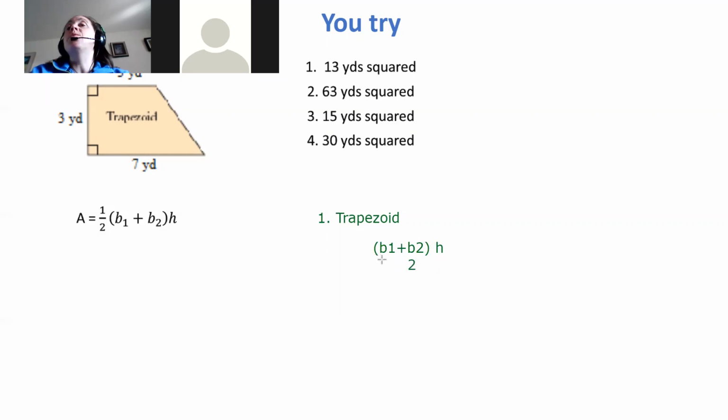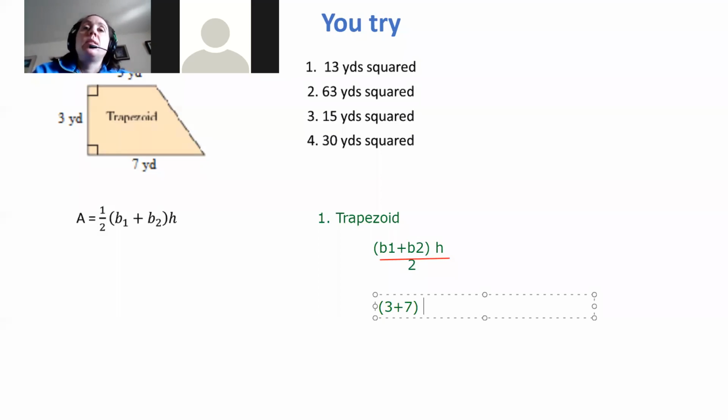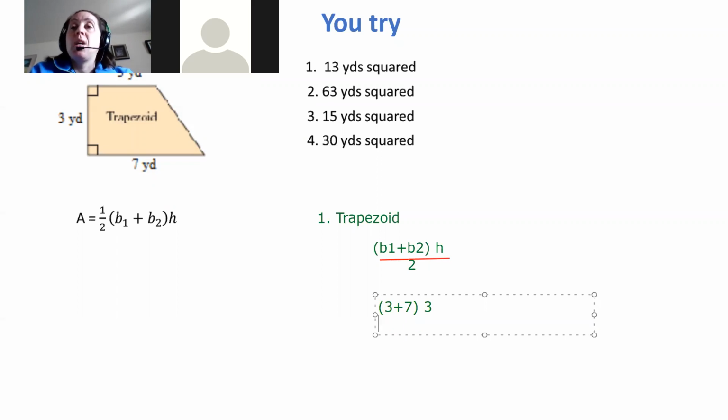So what are the 2 bases that I'm going to add together here? What are my bases that I'm going to add together? 3 and 7, good. Yeah, I'm going to go 3 plus 7. What's my height of the trapezoid? 3. And then I'm going to divide by 2.